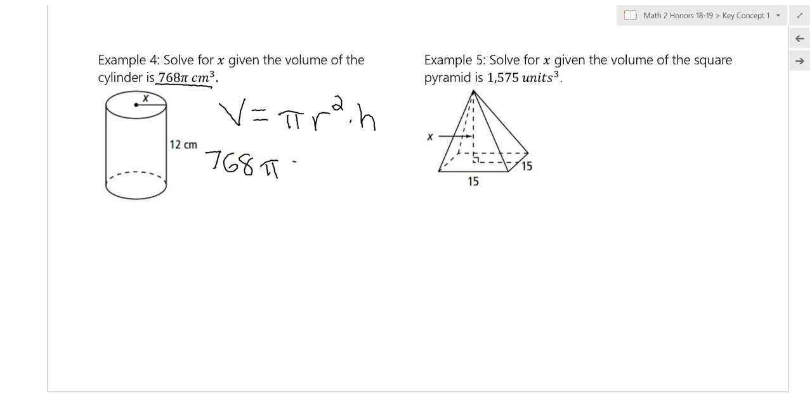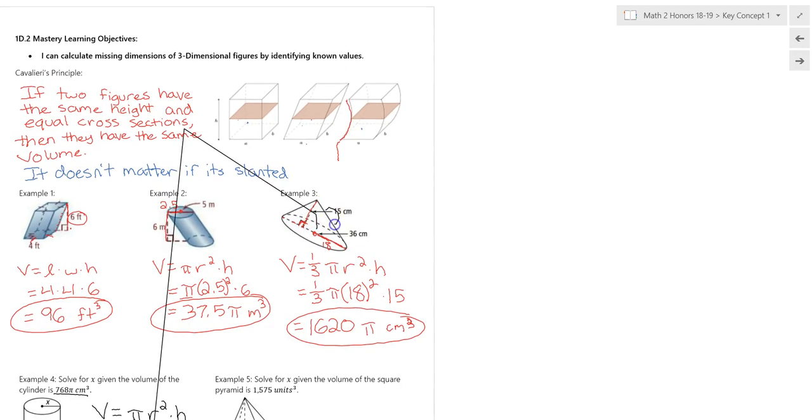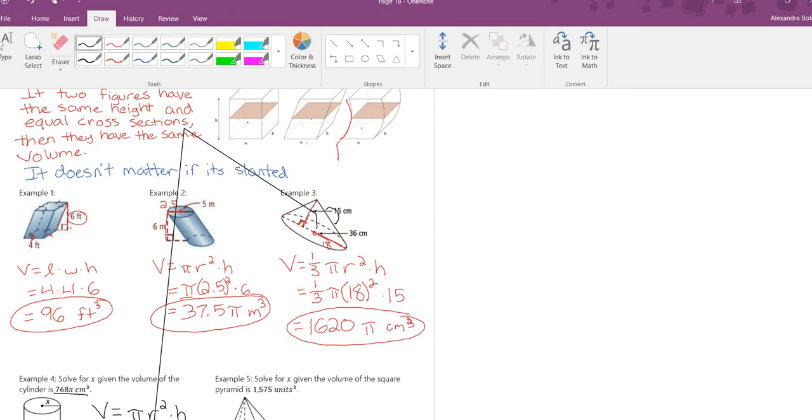I'm not going to worry about units while I'm doing my problem. Equals pi. Do I know what r is? No, it's just x squared. And then my height is 12. If I have several things on this side other than the variable, I want to make sure I simplify them.